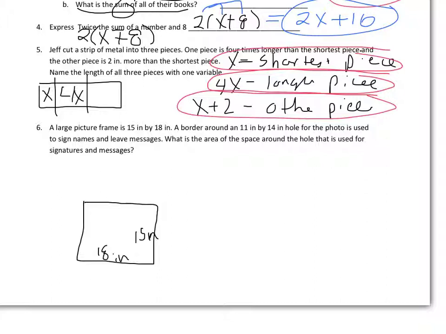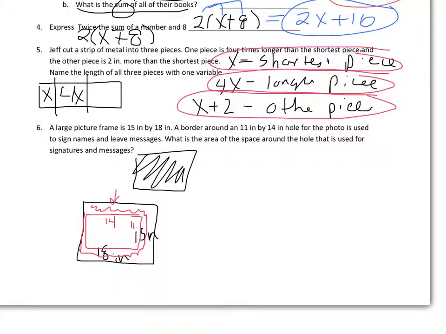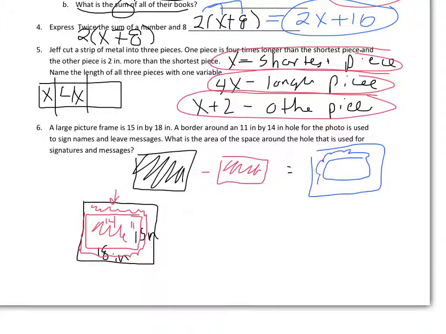So essentially we have this picture frame. In here we have that hole to put the picture, and then this is the border we're talking about where we can sign names and leave messages. So we're trying to find out what that is. Now the border is around an 11 by 14 inch hole, so we're trying to find this area that's right there. So once again, we can find this by taking the whole black area, and then if we assume the red area is in here, subtracting off that red area that's in the interior, and what that's going to do is give us that exterior piece right here.